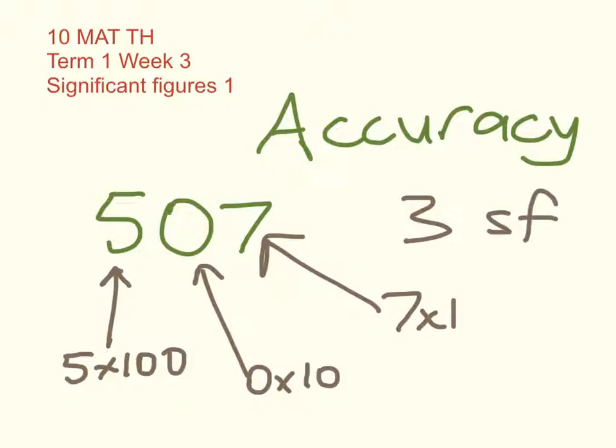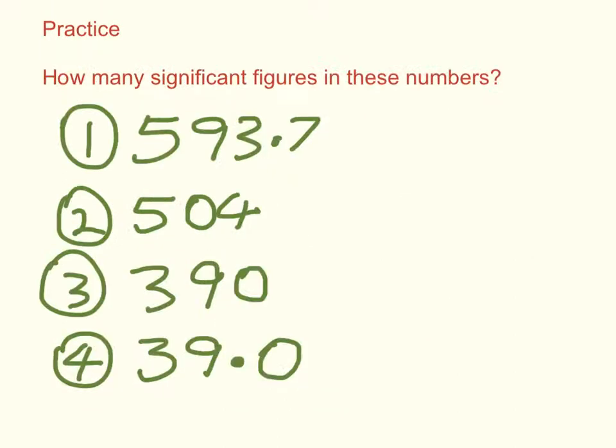Let's look at some more examples and get the big ideas. So here are 4 examples. I'm going to go through them. You may like to pause the video now and have a go based on what we did in class. So number 1 is 593.7. So this is an easy one. There are 4 digits that are not 0. Each of them is conveying a value. So the first one has 4 significant figures.